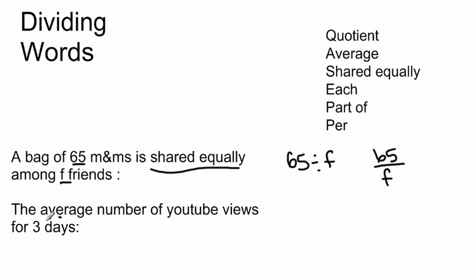Okay. All right, the average number of YouTube videos for 3 days. I see the word average, so I'm going to be doing some dividing. And I'm going to be dividing by 3. What am I going to divide? I'm going to be dividing the total number of YouTube views that happened over the 3 days. So I'll call that D1 for the number that happened on the first day, plus D2, which is the number on the second day, plus D3, which is the number of views on the third day. And I'm going to be dividing it by 3.